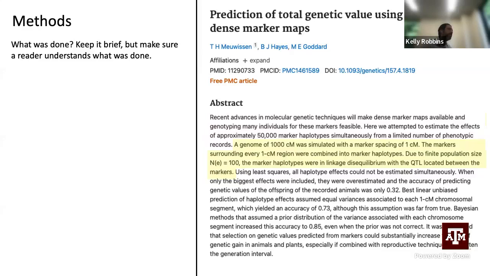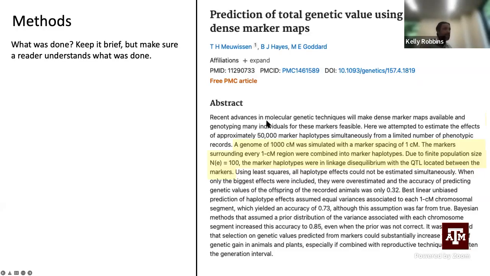All right, so let's move on to the methods. A genome of 1,000 centimorgans was simulated with a marker spacing of 1 centimorgan. The markers surrounding every 1 centimorgan region were combined into marker haplotypes. Due to finite population size, effective population size equal to 100, the marker haplotypes were in linkage disequilibrium with the QTL located between the markers. Again, the idea of methods is to make it clear what was done, keep it brief, and make sure the reader understands what was done.